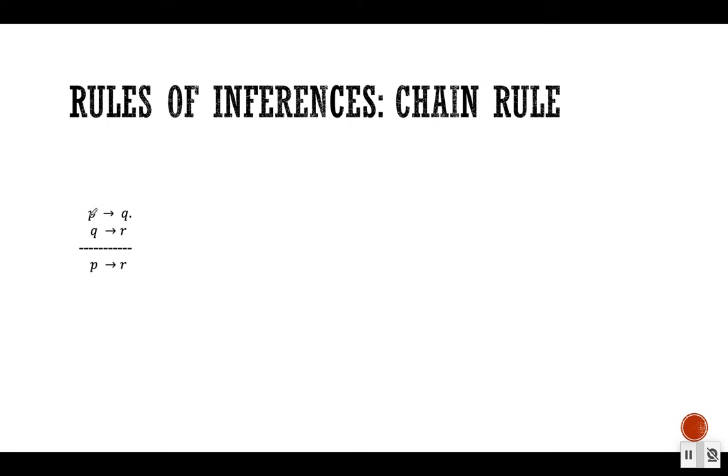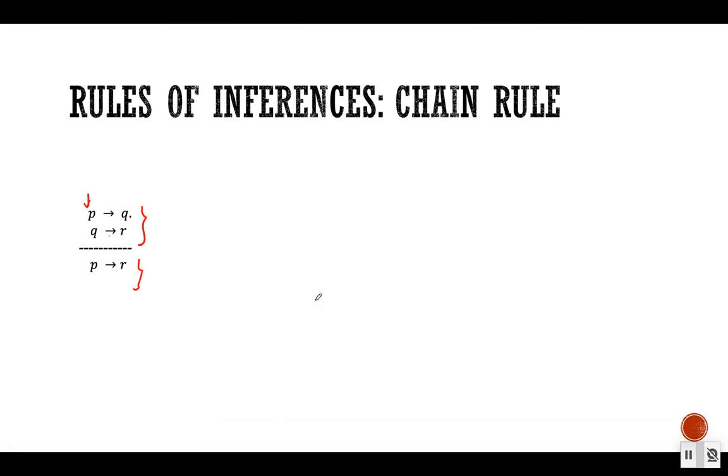So that means if P is true, then Q will be true. That's our one conditional statement. If Q is true, then R will be true. Now that means our conclusion is if P is true, then R will be true.